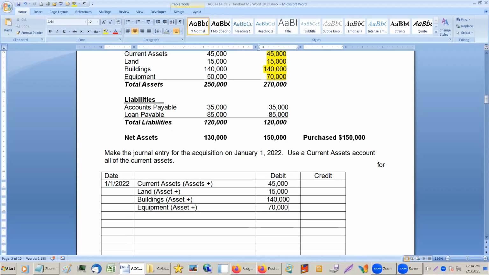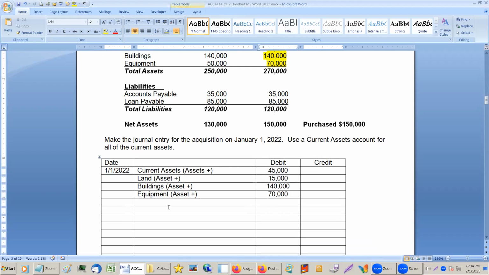And now we're going to move down to the liabilities. Payable, the liability going up. So we've assumed their liabilities. We're going to take on their liabilities. We bought out the place. 35,000. Even though we bought out the place, we are legally obligated to their liabilities.